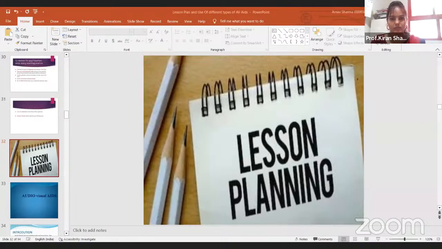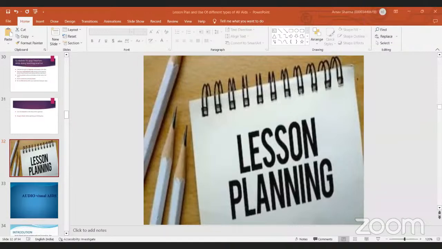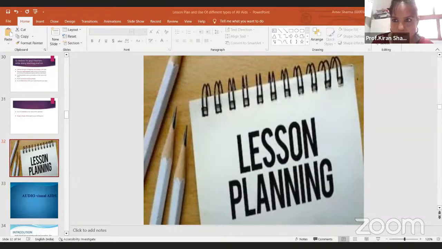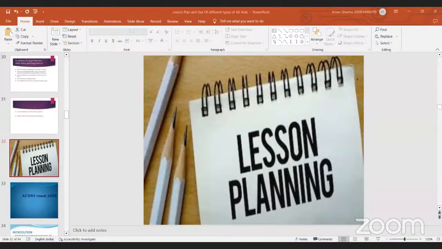So this is all about this. Ma'am, your PPT is not visible. Sorry to interrupt, ma'am, but your PPT is not visible. It's not changing, ma'am. Only we can see the lesson planning.